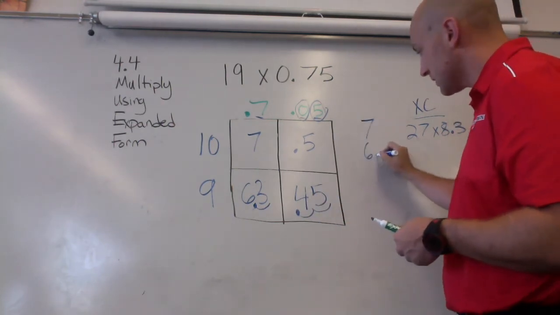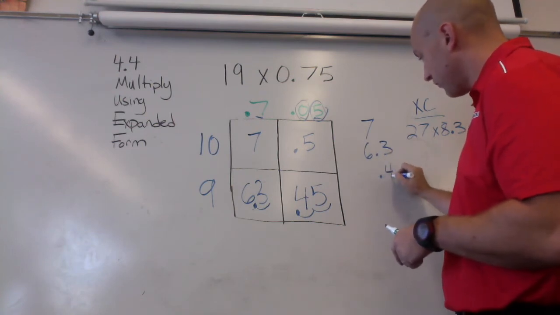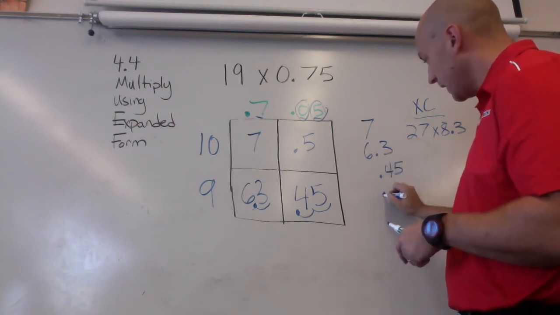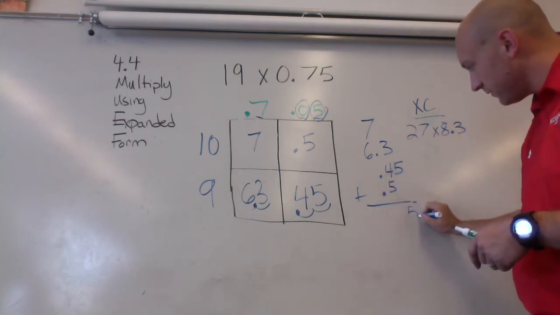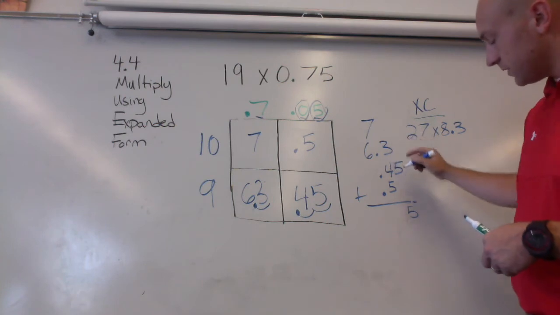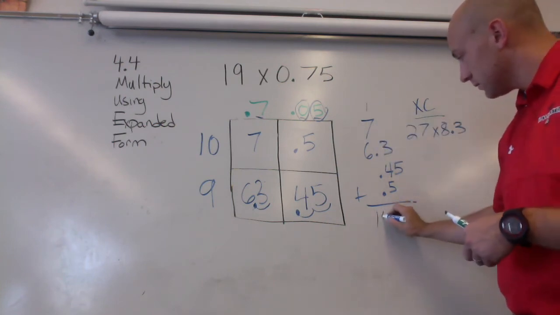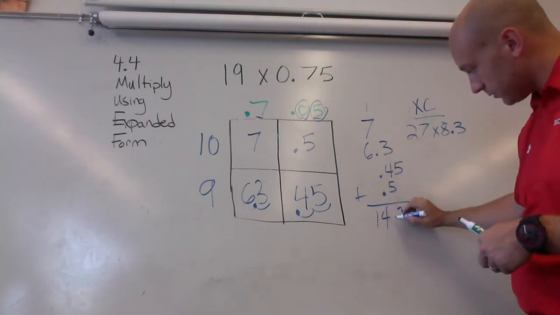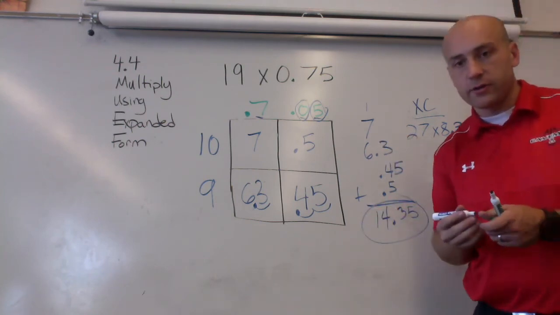7, 6.3, 0.45, 45 hundredths, and 5 tenths. And then just start adding. So we've got a 5. 5 plus 4 is 9, plus 3 is 12. Regroup the 1. 13, 14. And then just bring that decimal straight down. And your answer should be 14 and 35 hundredths.